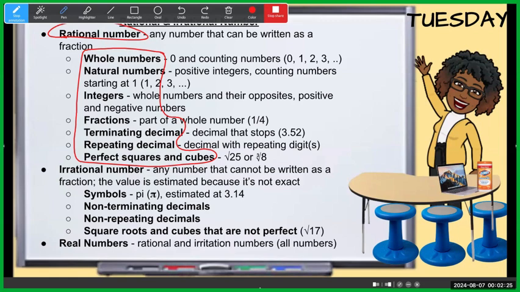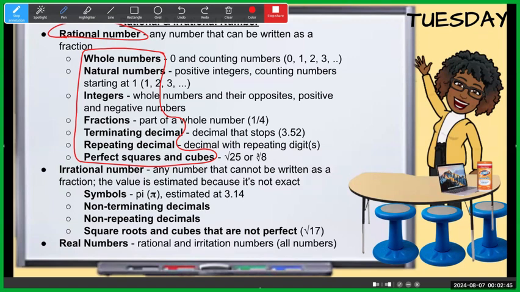The first type of rational number is a whole number. Those are zero and counting numbers. When you start to count, what do you count with? 1. So take everything I count with and add 0 in the front, it's a whole number. Natural numbers are our counting numbers. And what did you just say we started counting with? 1. So 1 and everything above, that's a natural number.